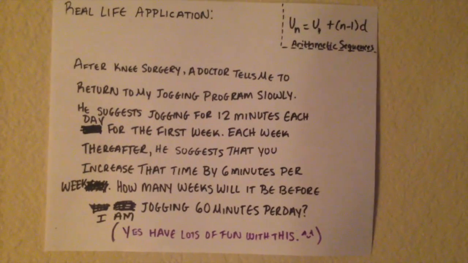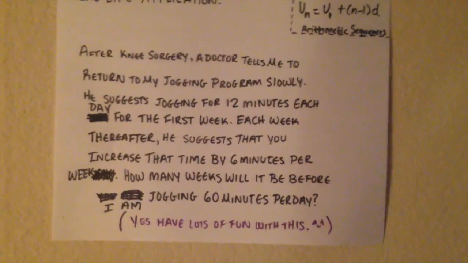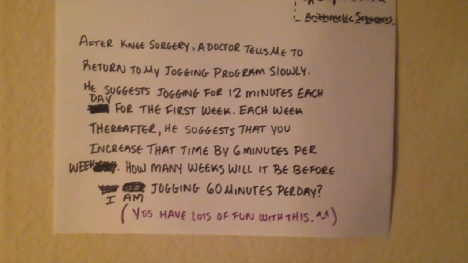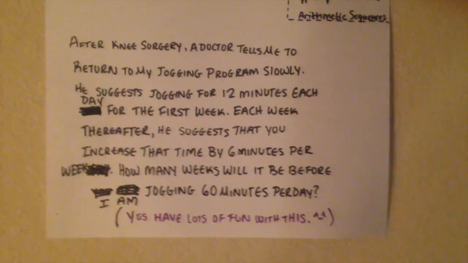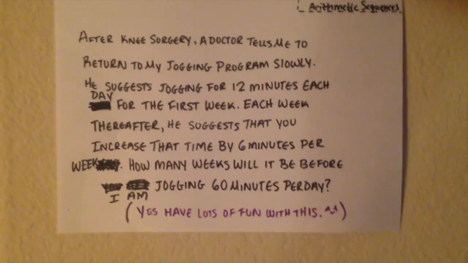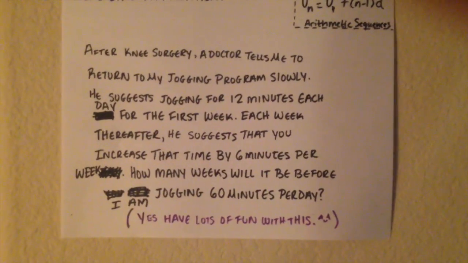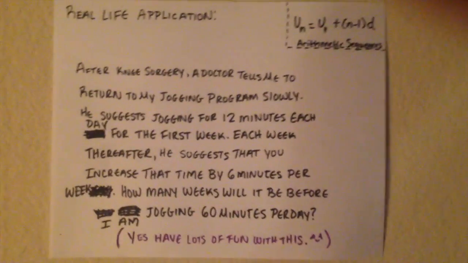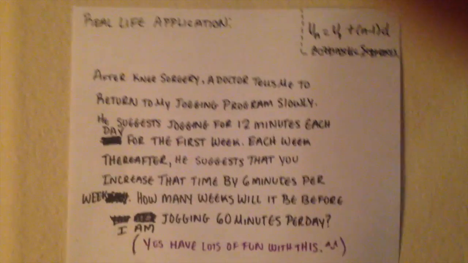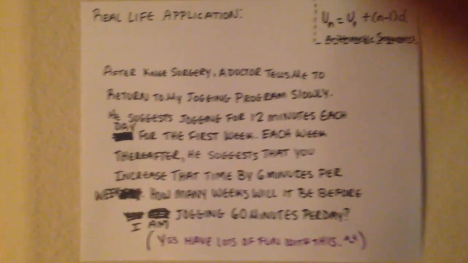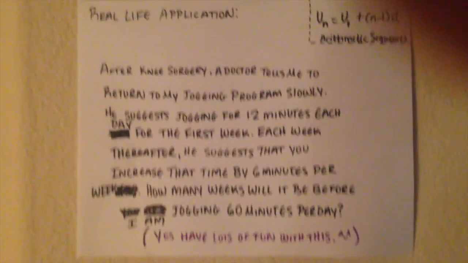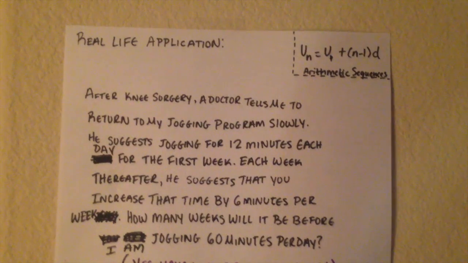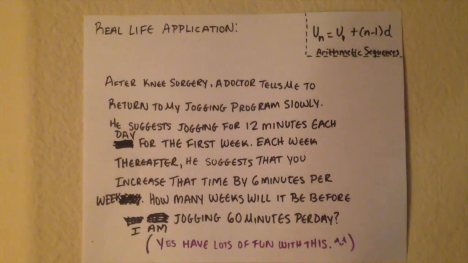He suggests jogging for 12 minutes each day for the first week. Each week thereafter, he suggests that you increase that time by 6 minutes per week. How many weeks will it be before I am jogging 60 minutes per day? Take a moment to first soak in that question and reread it, because you could get lost. Go ahead and plug it into the equation, and let's get this going.